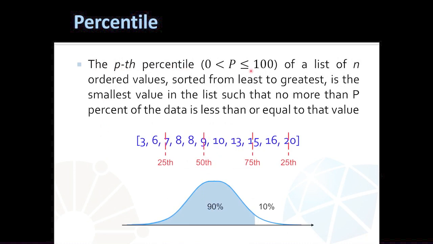The pth percentile of a list of n ordered values, sorted from least to greatest, is the smallest value in the list such that no more than p% of the data is less than or equal to that value.